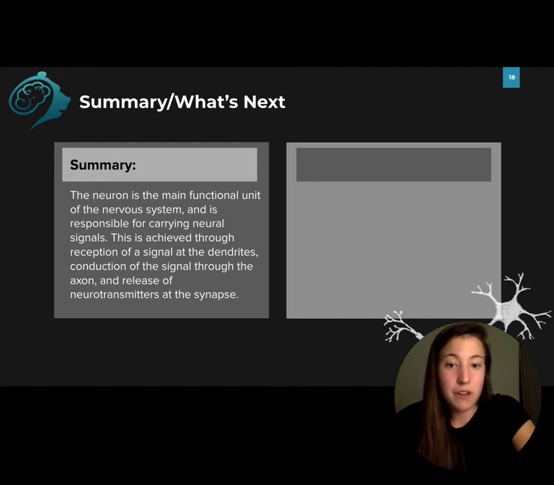So quick summary of this lesson. We know that the neuron is the main functional unit of the nervous system and is responsible for carrying neural signals. And this is achieved through reception of a signal at the dendrites, conduction of the signal through the axon, and release of neurotransmitters at the synapse. So next, we will be stepping back a little bit and looking at sensory systems.